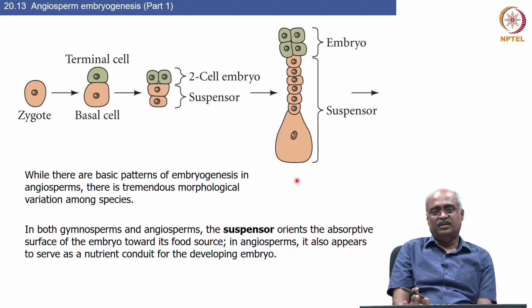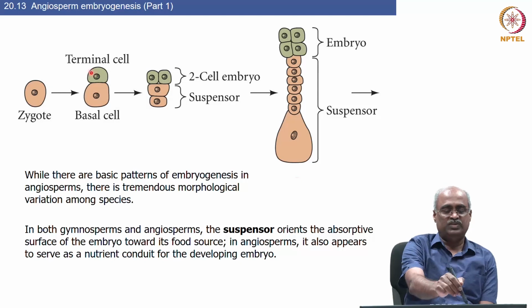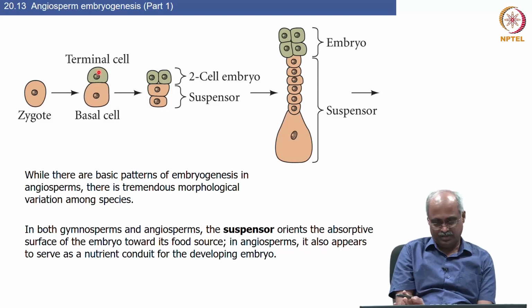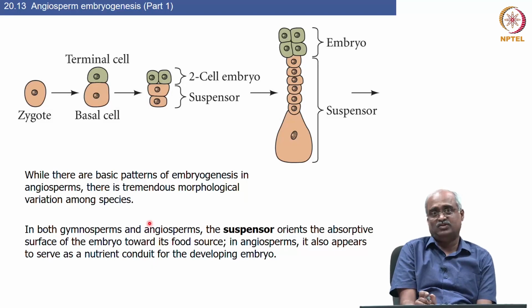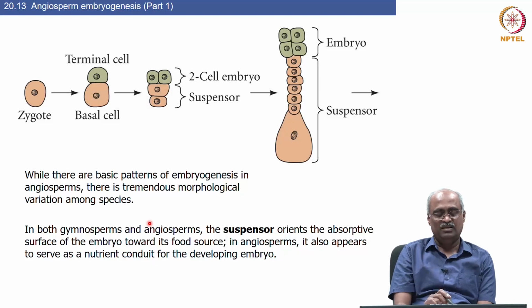You have an asymmetric division producing one cell at the top, which is going to form the embryo proper, called the terminal cell, and then another one called the basal cell, which divides to produce a structure called the suspensor. So this basic pattern is common in the embryogenesis of angiosperms, but among the different flowering plants you have tremendous morphological, that is shape, variations on this basic theme. Okay, so that is something we need to remember. That is why all plants do not look the same.